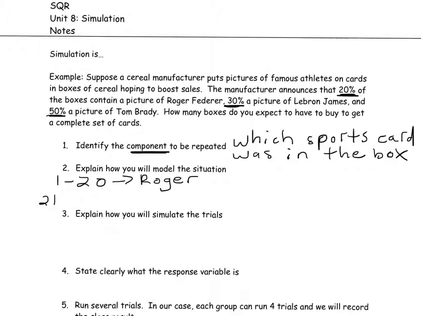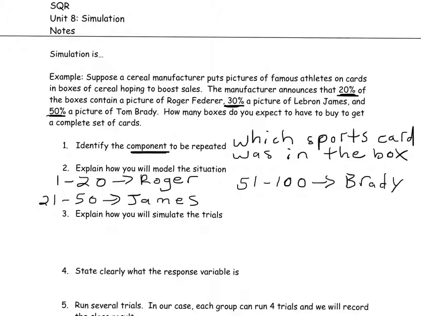21 to 50 corresponds to getting a LeBron James. And 51 to 100 corresponds to getting a Tom Brady. So I've got to use the percentages, the likelihood of something happening, and match that up with the specific random digits. And obviously when this is all done, I should have 100%.